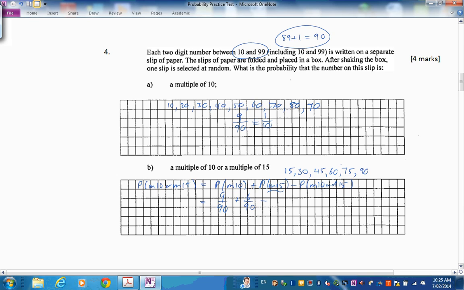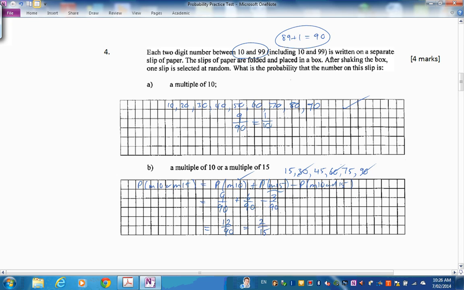Now you've got to take away the ones that are in both: 30, 60 and 90, because you've counted them up here already, and so, well, that's in down here. So we take away 3 out of 90, so we get 12 on 90, which we could call 2 on 15, I guess.